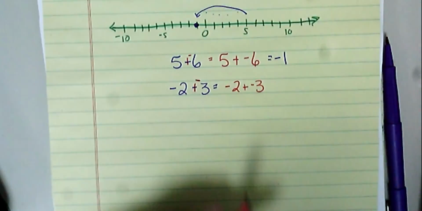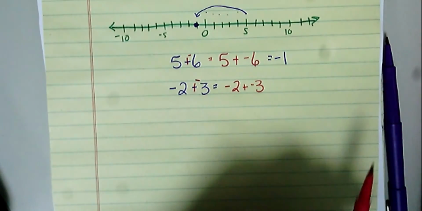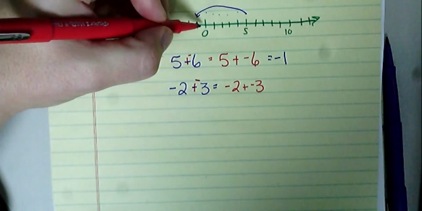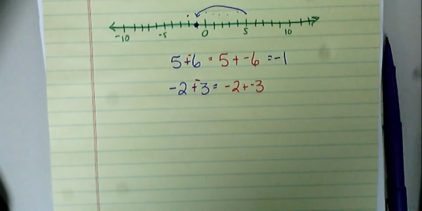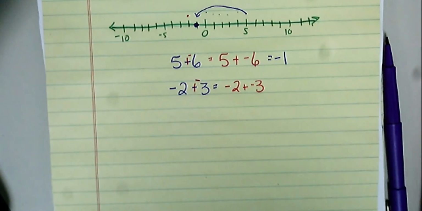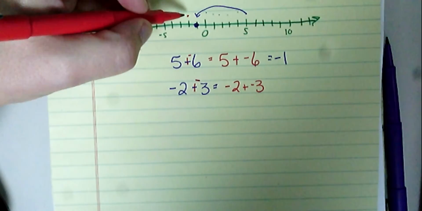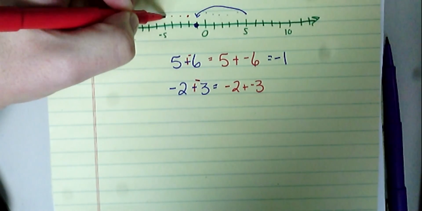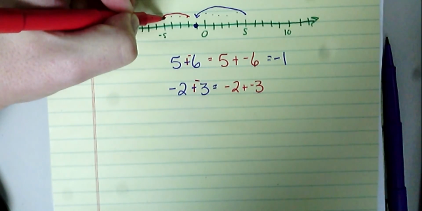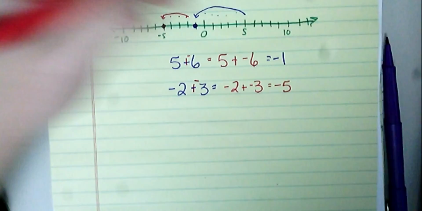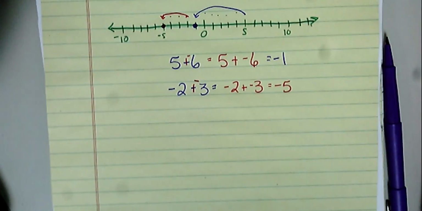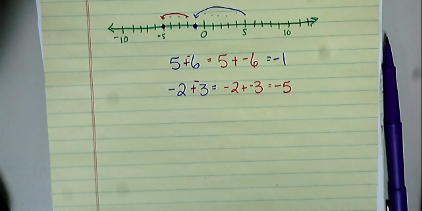That means that we start at negative 2 on the number line. So I'm going to start here. If it's a positive number, I go to the right. If it's a negative number, I go to the left. And it's negative, so I'm going to go back 1, 2, 3. And it looks like I end at negative 5. So negative 2 minus 3 is negative 5, same thing as negative 2 plus negative 3.